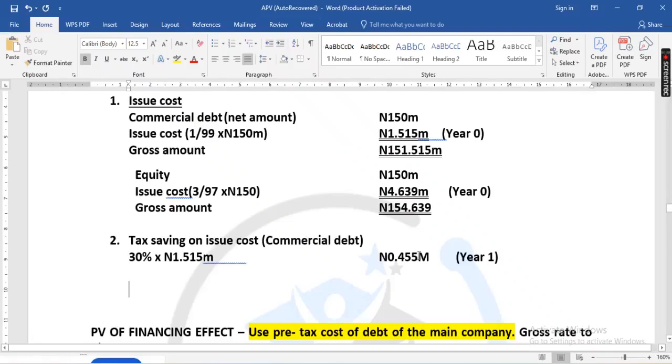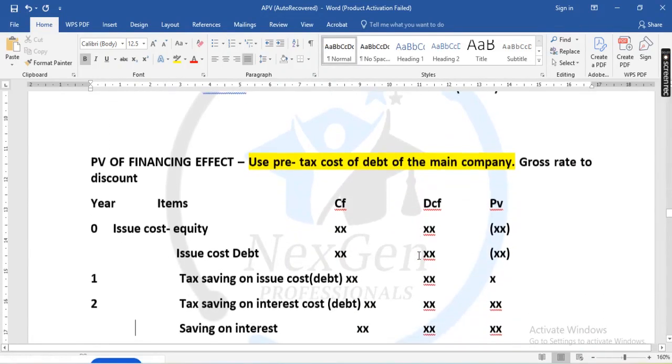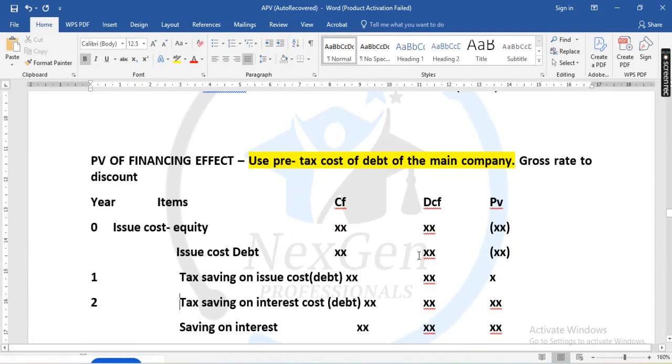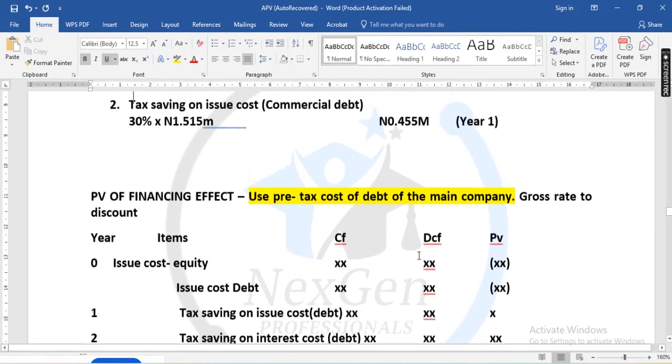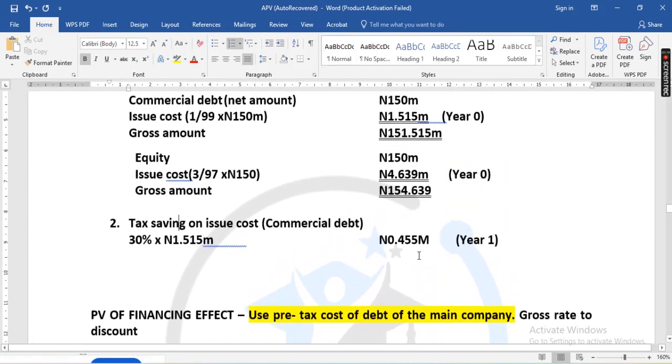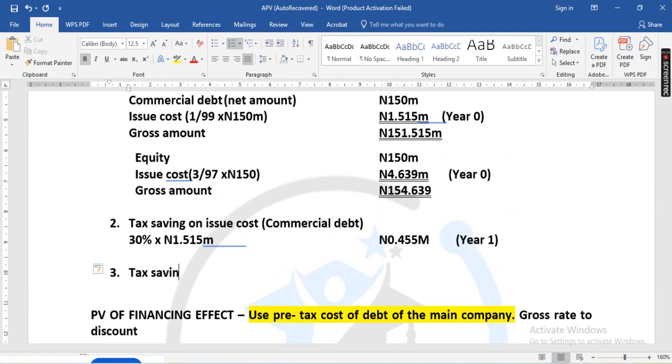So the next step is the tax savings on interest cost, right? What will be the tax savings on what? On interest costs, which is step 3. Tax savings on interest cost. That is the next step.